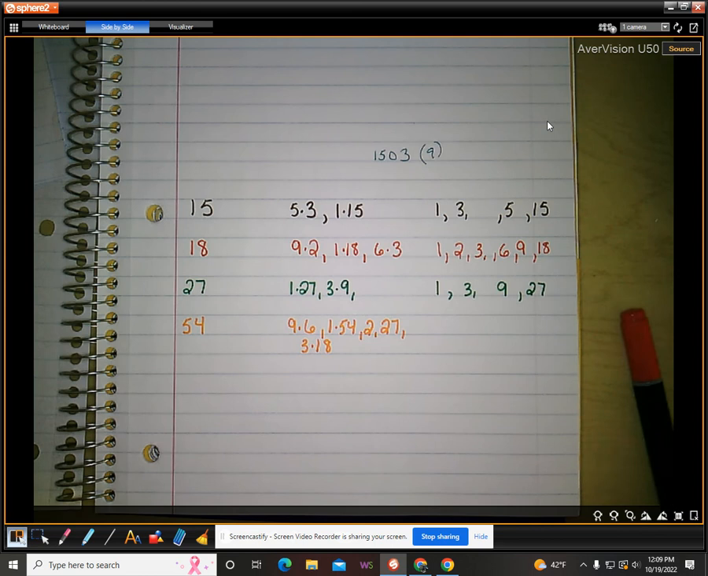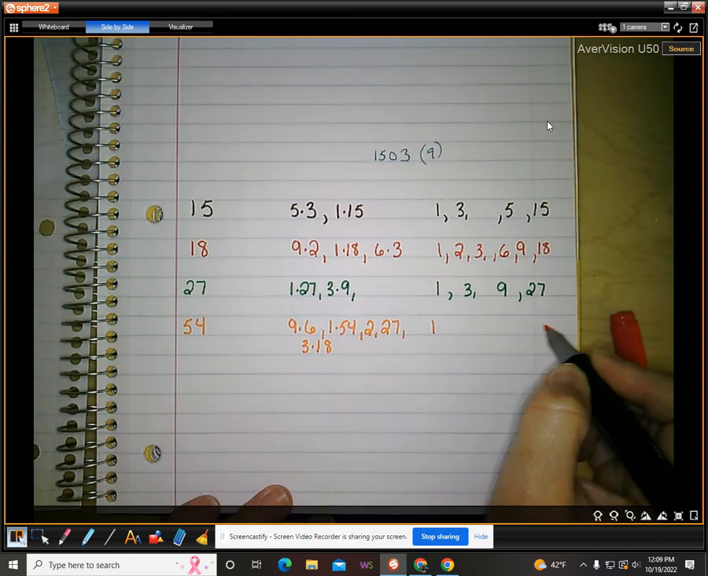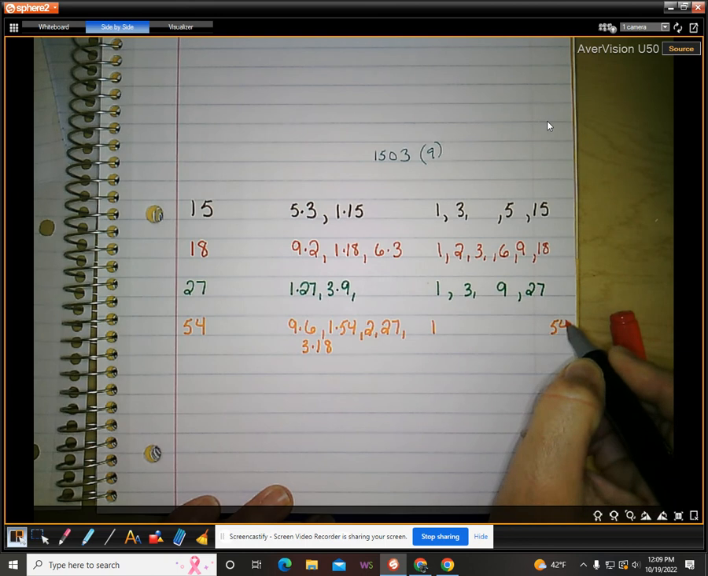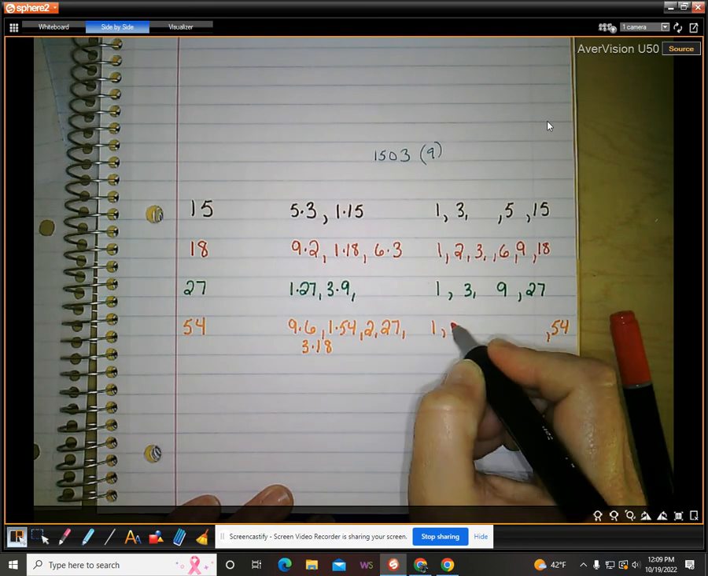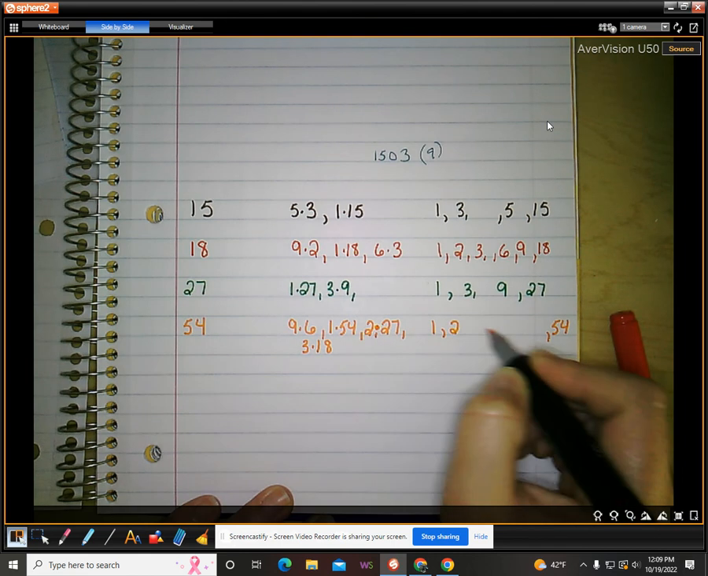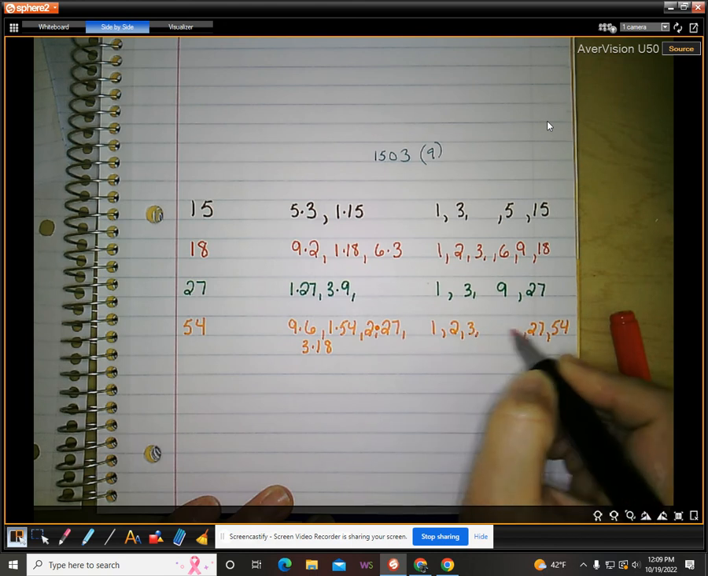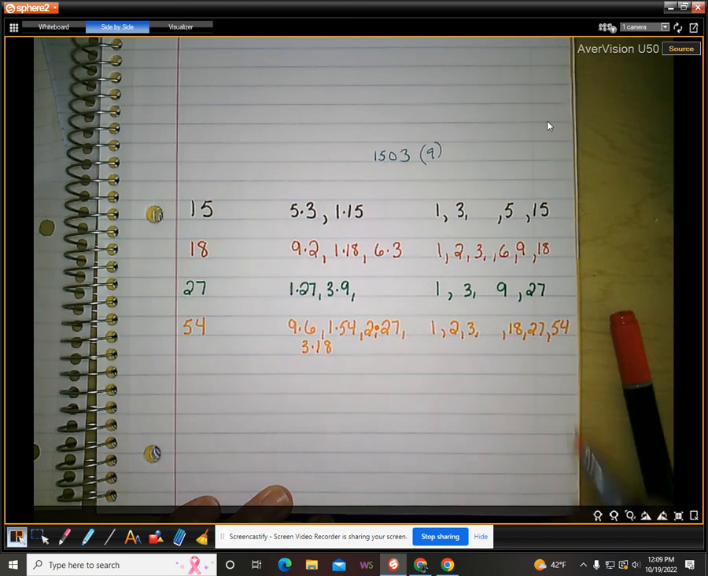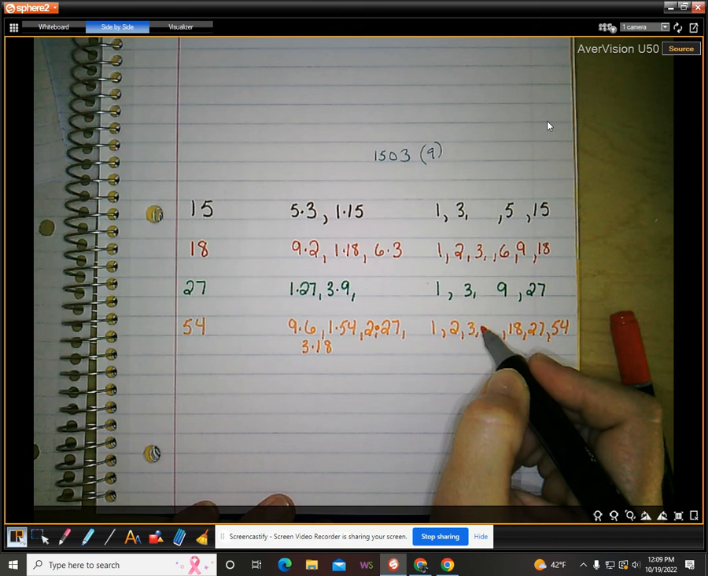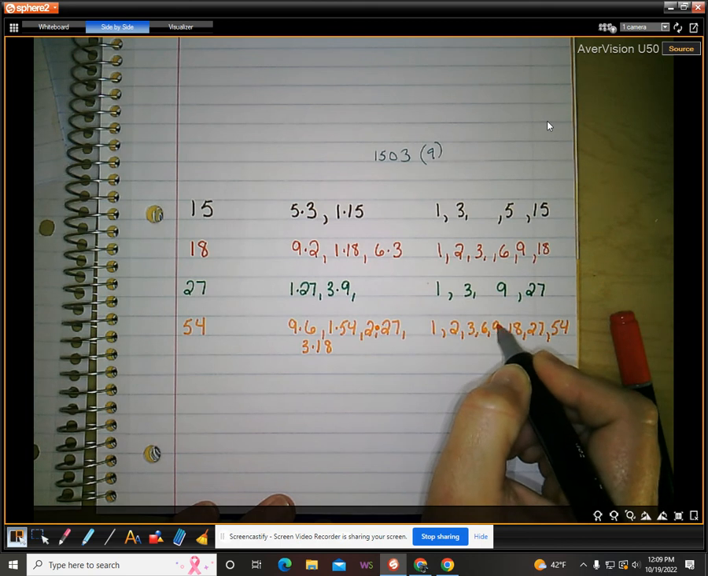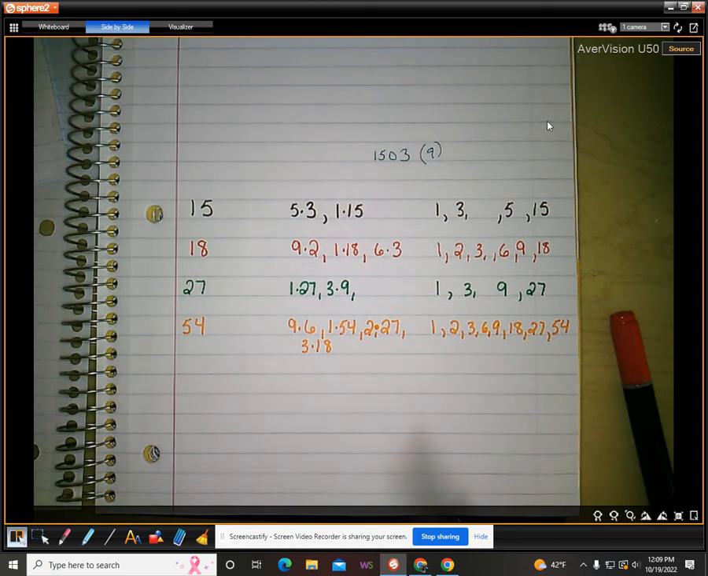Okay? So then our list of factors for 54 would have been 1 and 54. Then we jump to 2 and 27. Then we had 3 and 18. And we had 6 and 9. Okay, the only thing between 6 and 9 is 7. 7 doesn't go into it. And 8, which does not go into it. So that is all of my factors.